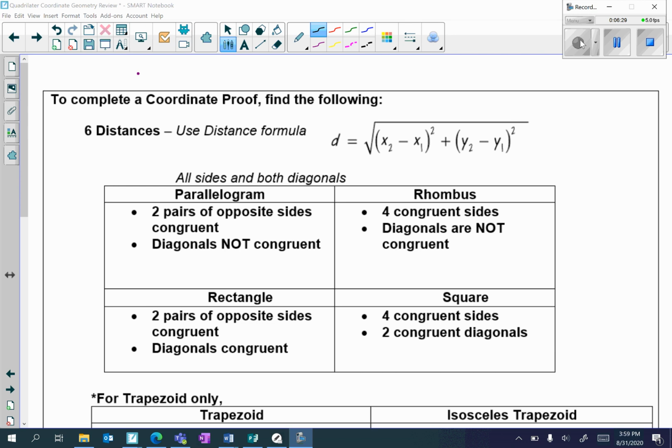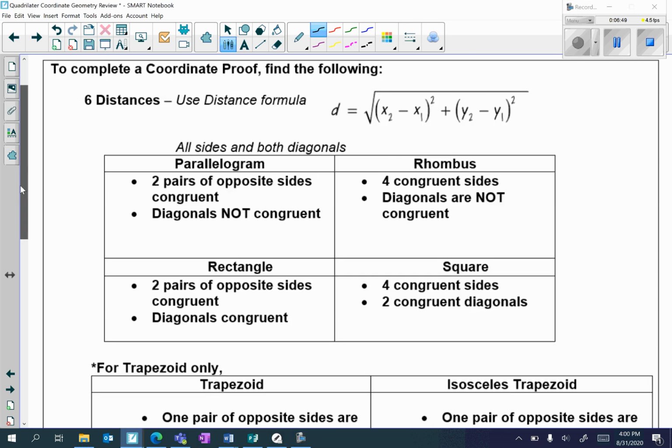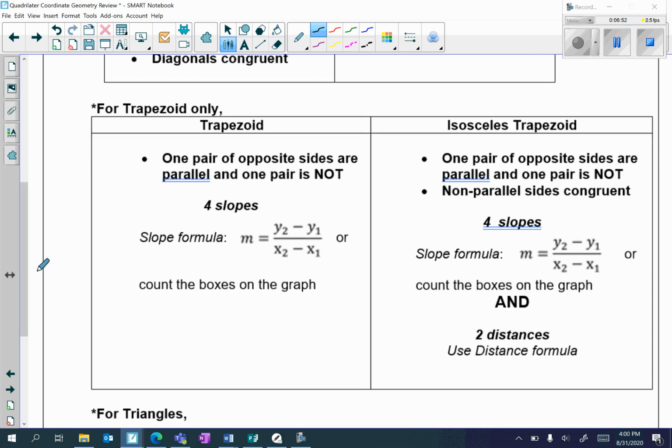Lastly, we have to discuss how to complete a coordinate proof. Remember, we used the distance formula 6 times to prove a parallelogram, a rhombus, a rectangle, and a square. We find the distance of all 4 sides plus the 2 diagonals. For a trapezoid, it's a little bit different. We use the slope formula 4 times to prove one pair of opposite sides are parallel and the other is not. And for an isosceles trapezoid, we still do the slope formula 4 times, but we also do the distance formula twice to prove that the non-parallel sides are congruent.